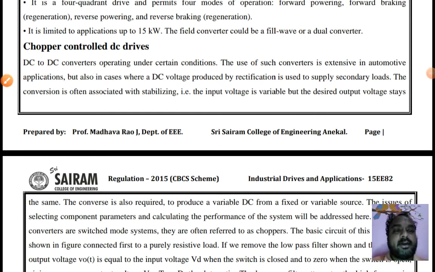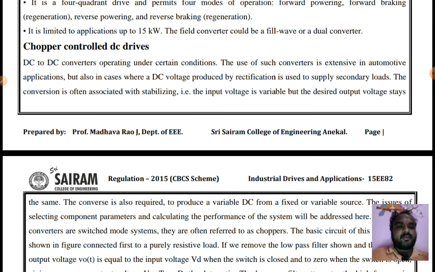Hi everyone, here we will see chopper control DC drives. So this is called DC to DC control drives. It operates on a DC supply. So chopper control DC drives are DC to DC converters operating under certain conditions.